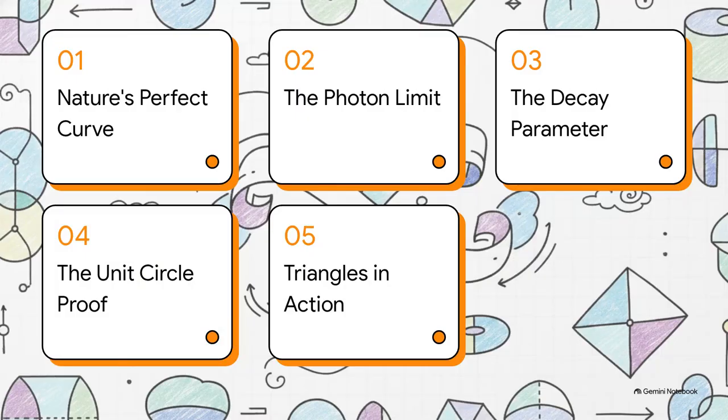Here is our roadmap for today. 1. Nature's perfect curve. 2. The photon limit. 3. The decay parameter. 4. The unit circle proof. And 5. Triangles in action.